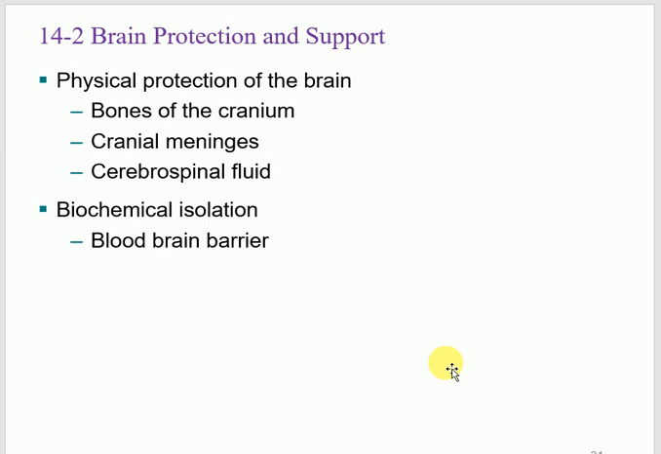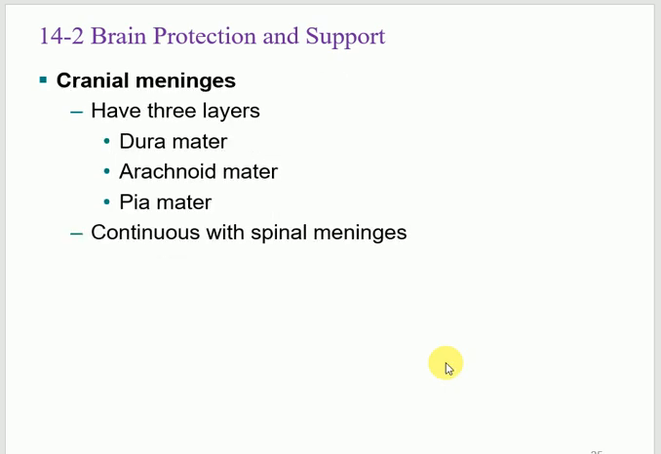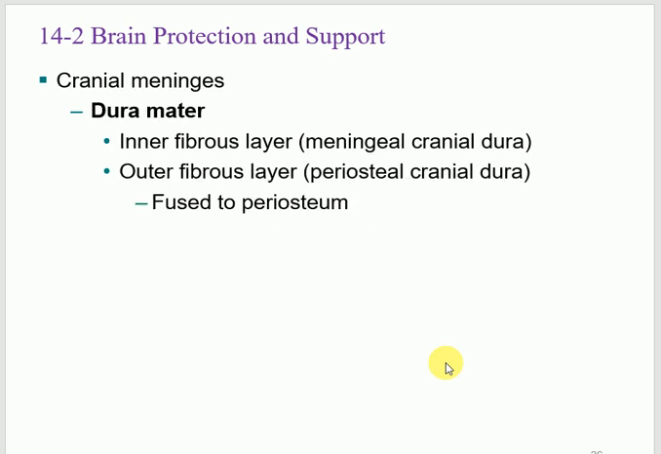How about biochemical protection, meaning isolation, meaning how harmful chemicals are not allowed in? The blood-brain barrier, BBB. There is a barrier between the blood and the brain. Starting with physical protection, bones, we talked about it. But how about the meninges? Same thing as the spinal cord. They are continuous with the spinal cord ones.